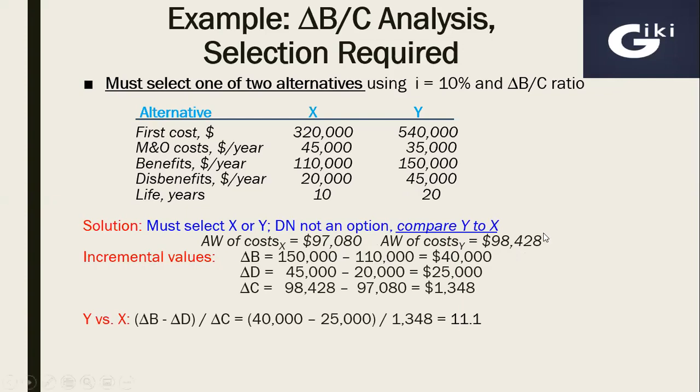Now we can apply incremental B over C ratio, which is incremental benefit minus incremental disbenefit divided by incremental cost. So 40 minus 25 divided by 1,348. So the result is 11.1. So this is greater than 1. In that case, we can eliminate X because Y is economically justified on the basis of incremental B over C ratio. So we'll continue with Y.